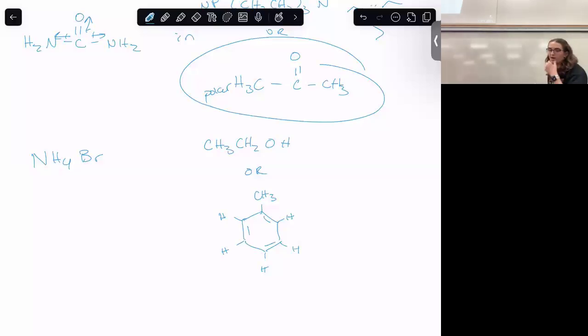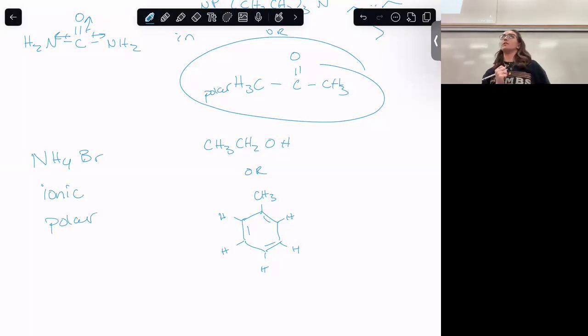I shorthanded that. So we have this NH4Br, and that's either going to go in ethanol or some benzene molecule. So what is NH4Br? Polar. Why is it polar? Because what is this? This is an ionic compound, right? Ionic compounds are very, very polar, right? So this is ionic, this is polar.